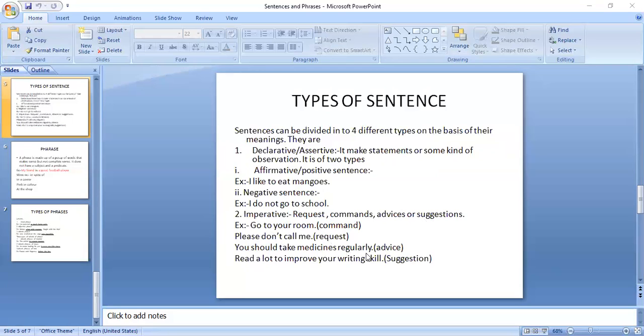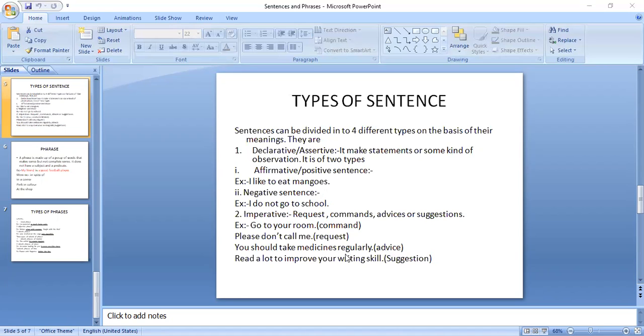Then, you should take medicines regularly. This is advice. When you go to the hospital because you are ill, the doctor gives you advice that you should take medicines regularly. Next, suggestion. Read a lot to improve your writing skill. This is a suggestion. The teacher is giving you a suggestion to read a lot to improve your writing skill. So you can ask what is the difference between advice and suggestion.